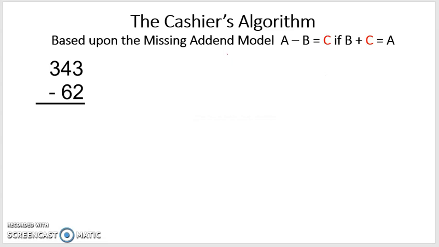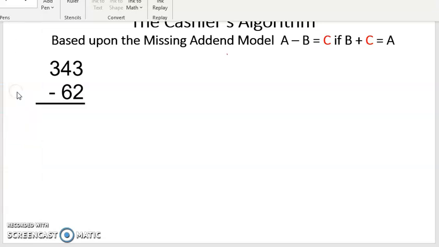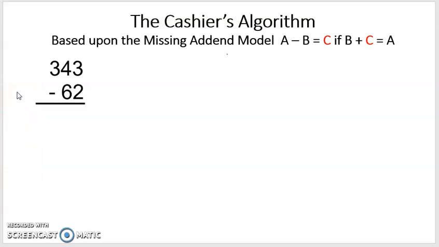The Cashier's algorithm is based upon the missing add-in model of subtraction. And the missing add-in model states that A minus B equals C if B plus C equals A. In other words, if you want to know what is the difference, what's A minus B, all you need to do is reframe that and say, what do I need to add to B, that's our C, in order to get to A?